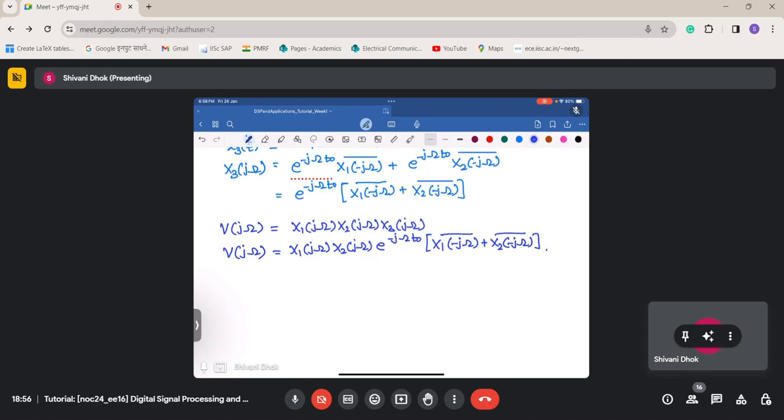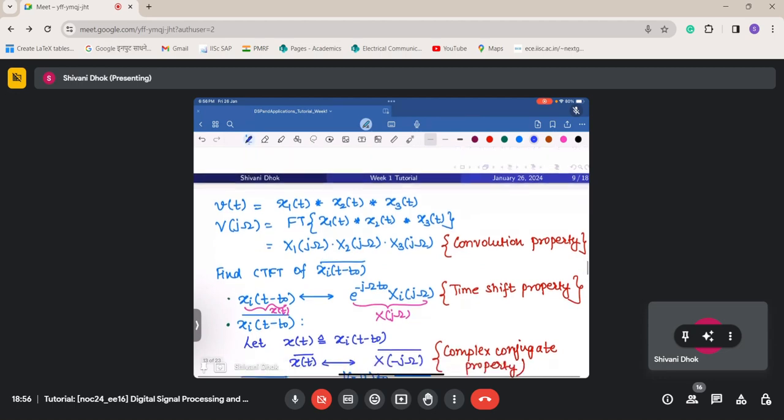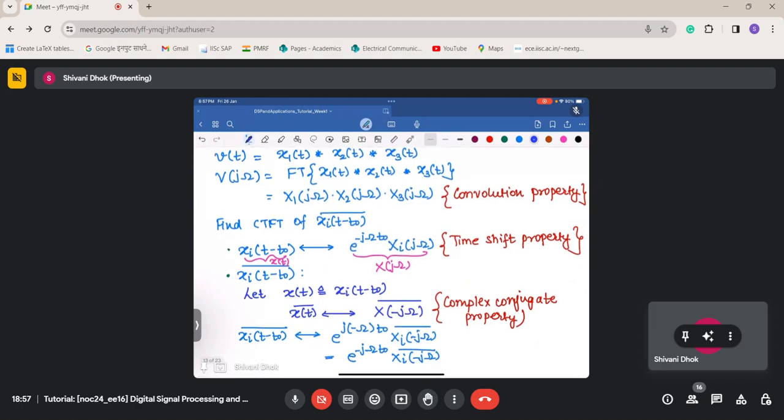Madam, in the time shift property, the Fourier transform of xi of t minus t naught, its conjugate, is e power minus j omega t naught. But when you take a conjugate, I think that another minus will come, no, madam?